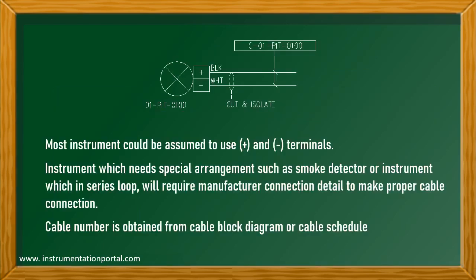In instrument section, most instrument terminal number is assumed to use plus and minus terminals. However, instrument which needs special arrangement, such as smoke detector, or instrument which is in series loop, will require manufacturer connection detail to make the cable properly connected. Cable number is obtained from cable block diagram drawing.